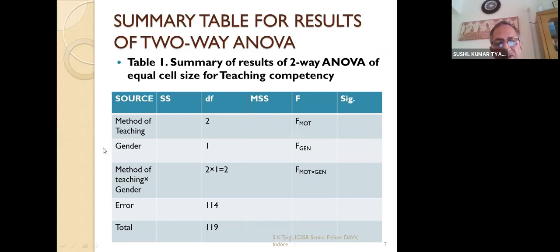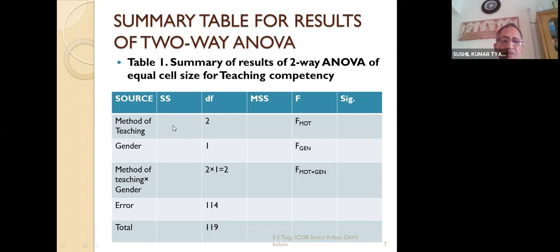So in the context of the example which we gave just now, we have three groups on the basis of method of teaching: blended learning, modular, concept map. So the degree of freedom is 2. Gender, 2 groups, degree of freedom is 1. Interaction is multiplication of these two. 2 into 1 is equal to 2. And total is 120 minus 1. So add all these, 2, 1, 2, and 114 added to 5 is 119. So this is 114.